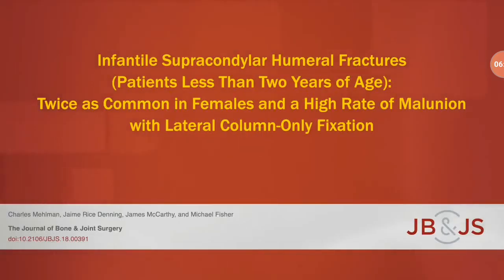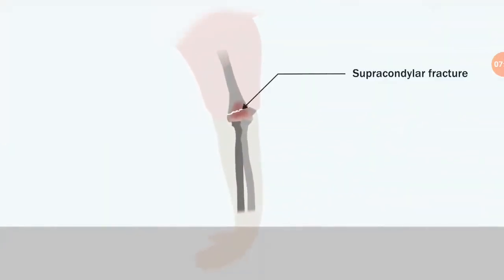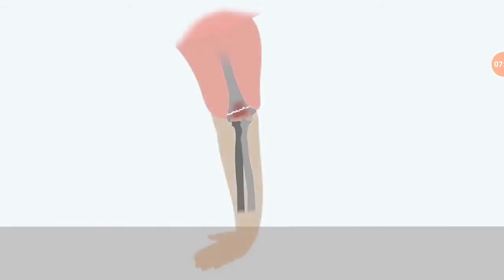This is an audiovisual representation of a study published in the Journal of Bone and Joint Surgery in 2019. The most common elbow fracture seen in children is in the supracondylar region of the humerus, which is thin, weak, and vulnerable to such injuries. The majority of these result from a fall onto an outstretched hand.